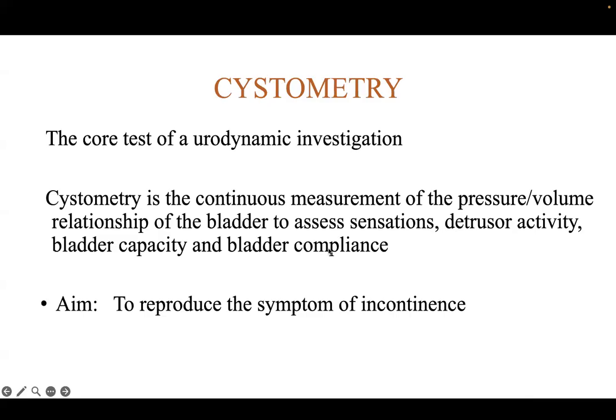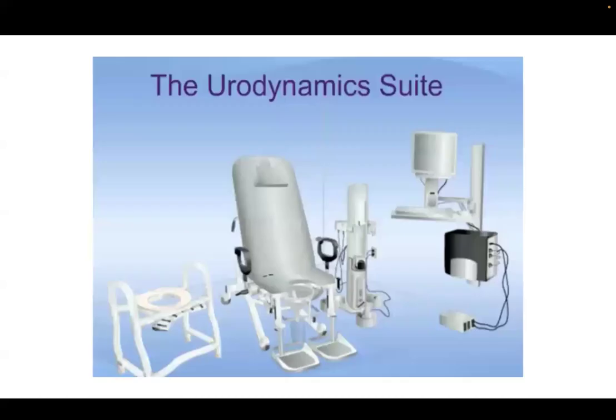How do we reproduce it? Cystometry is an invasive procedure. So what will we do? We will fill the bladder with normal saline via a catheter. Whenever the bladder becomes filled, the patient will feel urge. She feels like her bladder is full, and we will check how much or what type of symptoms the patient is having. So we are reproducing the symptom artificially. So this is the cystometry. Here is the cystometry chair.